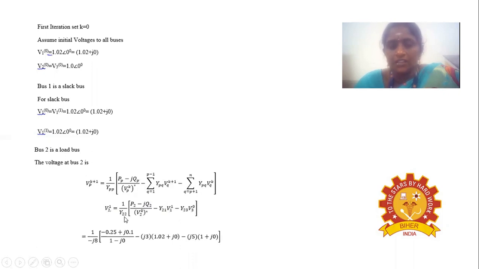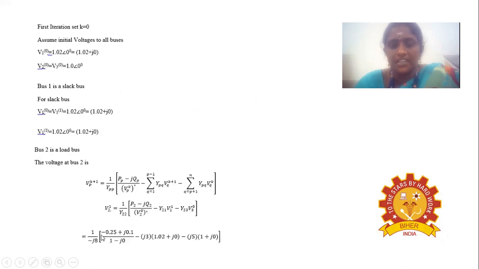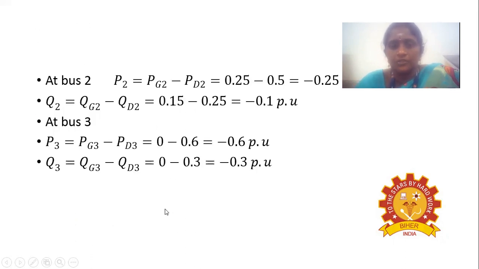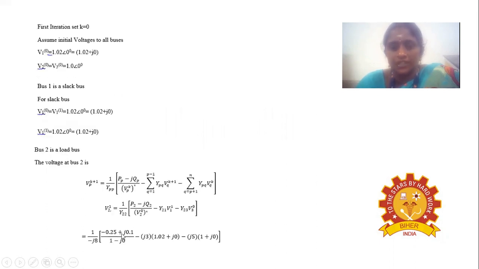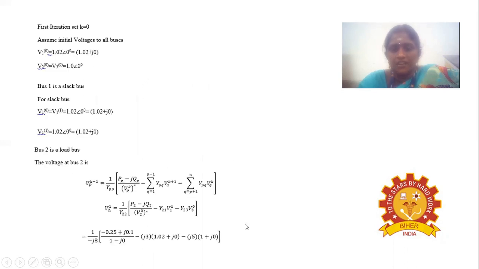Now you substitute the values. Y22 you substitute from the matrix; Y22 is minus J8. P2 and JQ2 are the values we calculated in the previous step. Here you substitute them. Then V2 dash is 1 plus J0, and the complex conjugate is 1 minus J0. Then substitute the Y21 value, the V1 value, Y23 and V3 of 0. Then you just multiply and divide, and you will get this expression for V2 of 1. These are the steps I have explained.